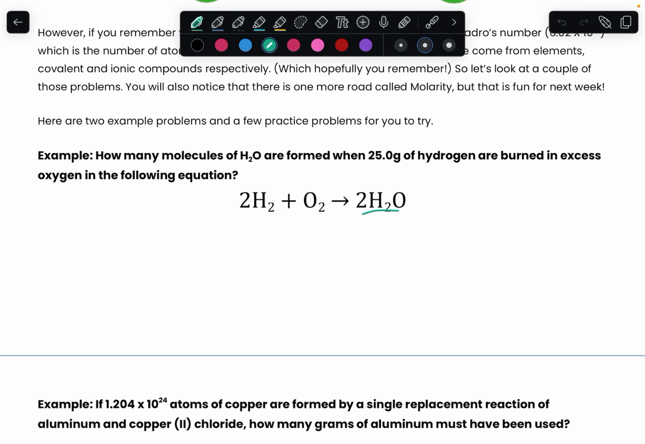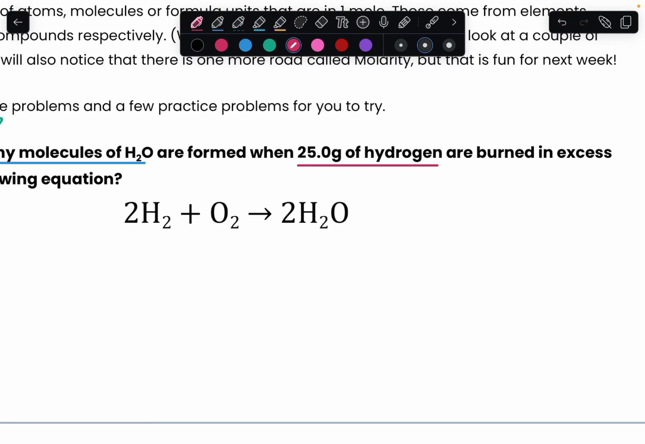Okay. All right, let's take a look at what our unknown is and what we are looking for. How many molecules of H2O? Let's call that our unknown. So I'm going to put a question mark over this guy. We do not know how many molecules of H2O we have, but we are given 25 grams of hydrogen. So that is our given here.